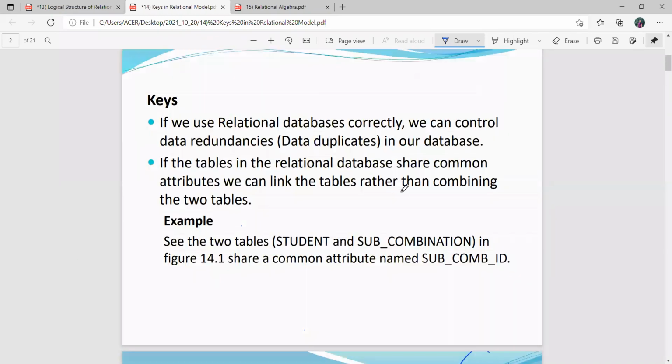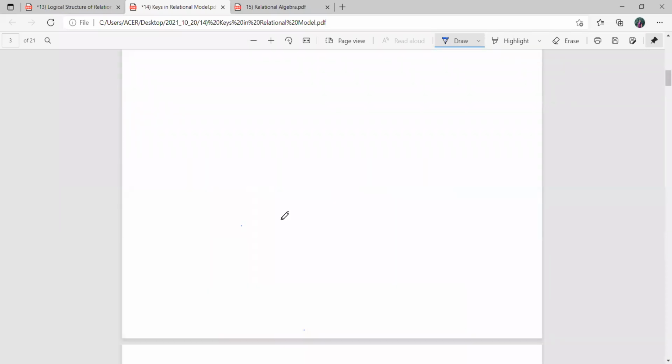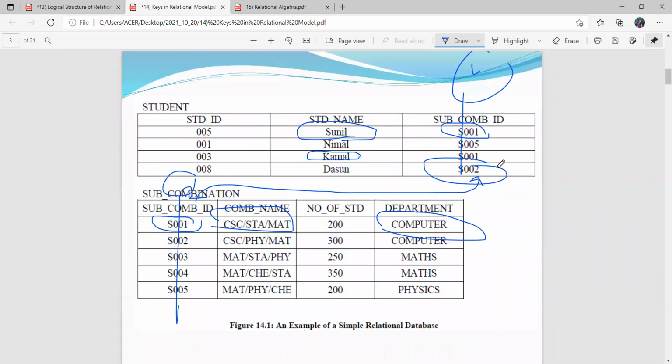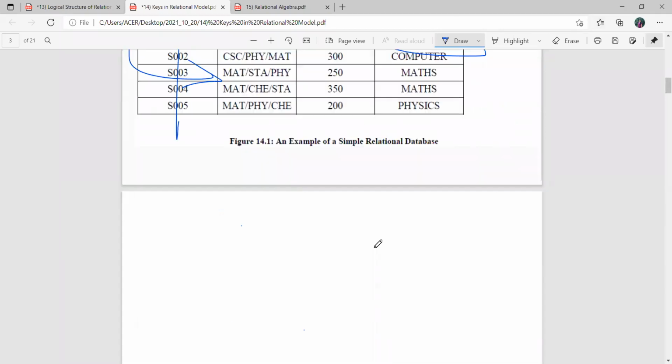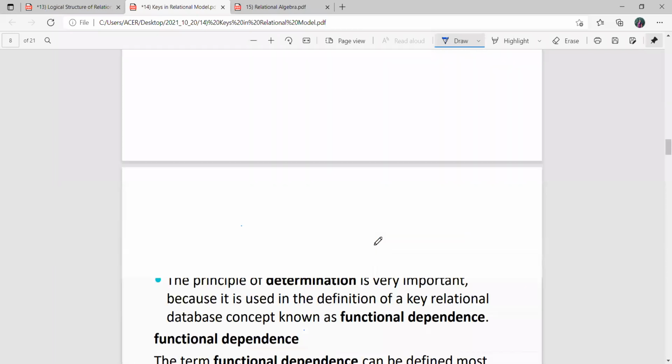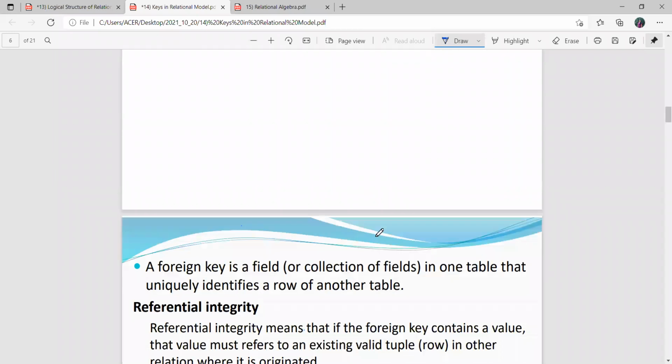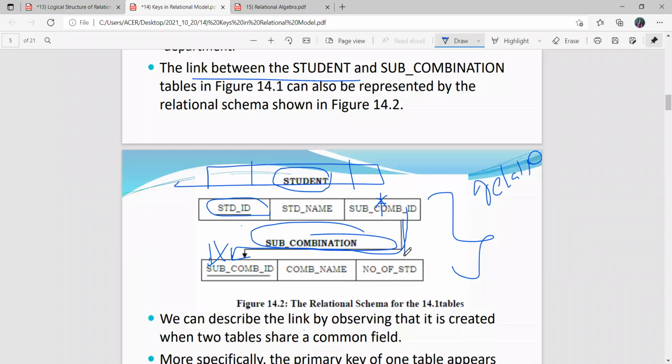In this table, when I'm asking a question, you use these numbers to find the combination and the department. So this relationship is from this table to this one. You can denote this relationship by using this arrow. So you can create a relationship between these.